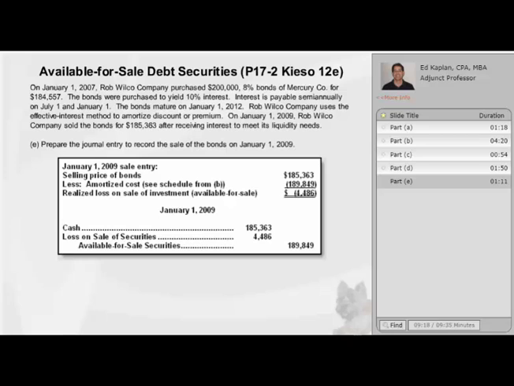We record the loss on the sale of the securities, and that's equal to the realized loss we just computed, so that's a debit. And the credit then will eliminate the value of the available for sale securities that we've got appearing in our financial statements.